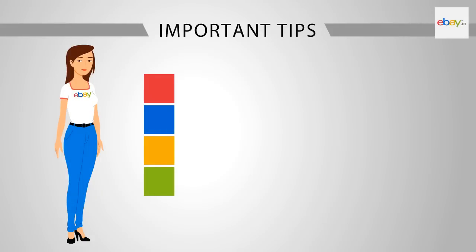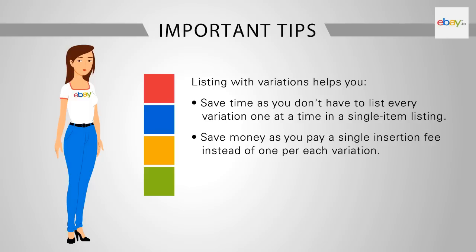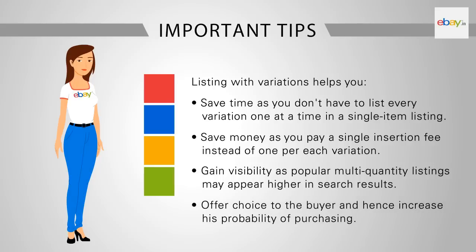Important tips. Listing with variation helps you save time as you don't have to list every variation one at a time in a single item listing. Save money as you pay a single insertion fee instead of one per each variation. Gain visibility as popular multi-quantity listings may appear higher in search results. Offer choice to the buyer and hence increases probability of purchasing. Remember, to list in variation, you need to have at least 5 positive feedbacks for your seller account.